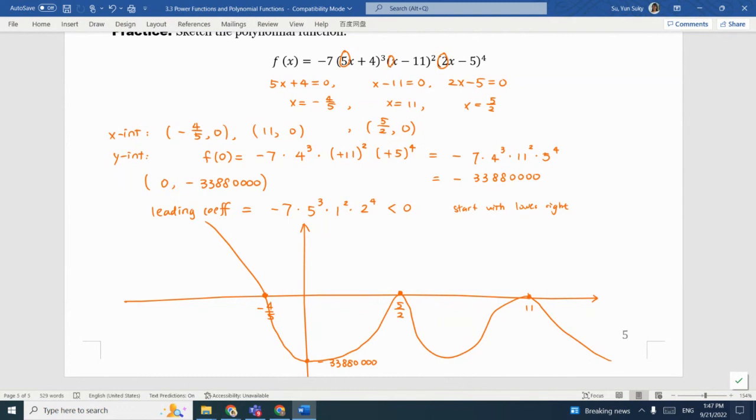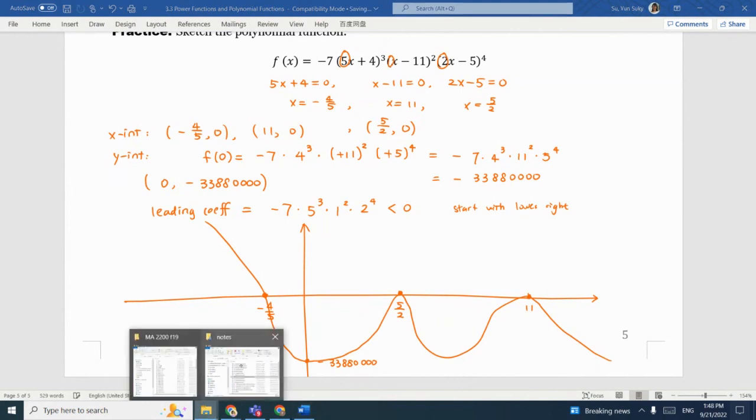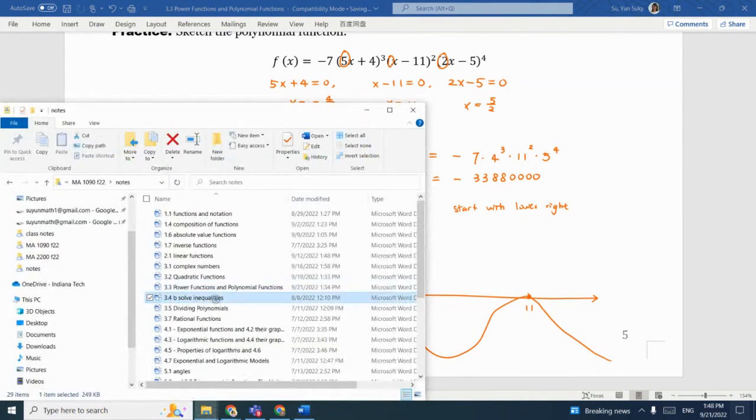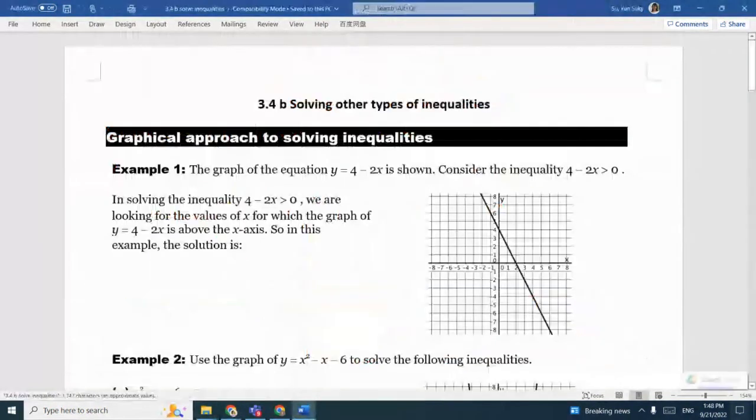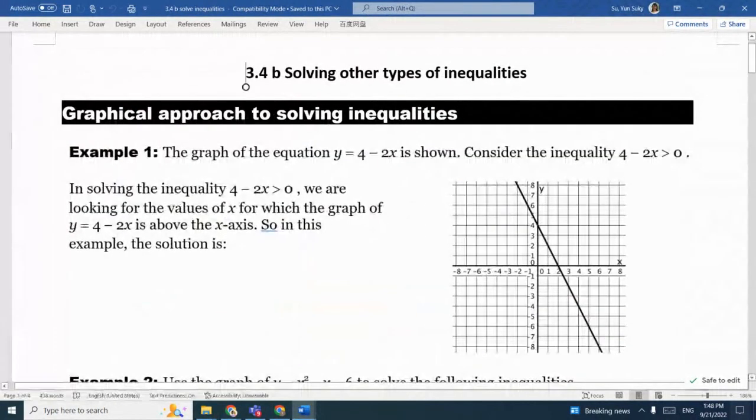Okay, you ready? All right. Oh, we still have 10 minutes. How about we look at the next worksheet? I know you might not have the next worksheet, but we can at least talk about the theory of it. So 3.4, solving other types of inequalities.